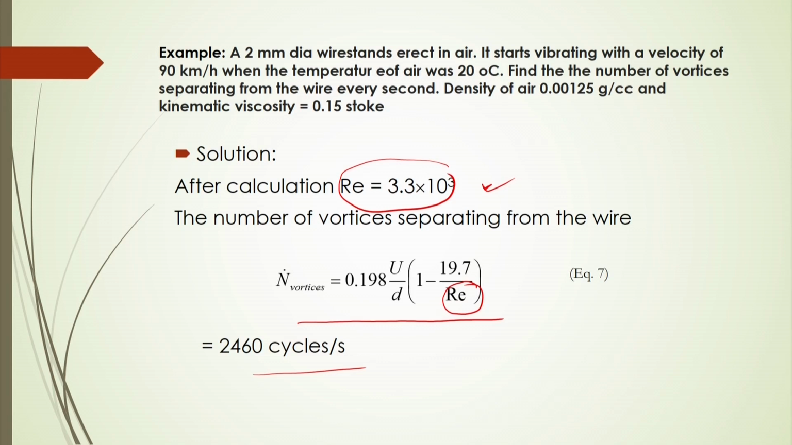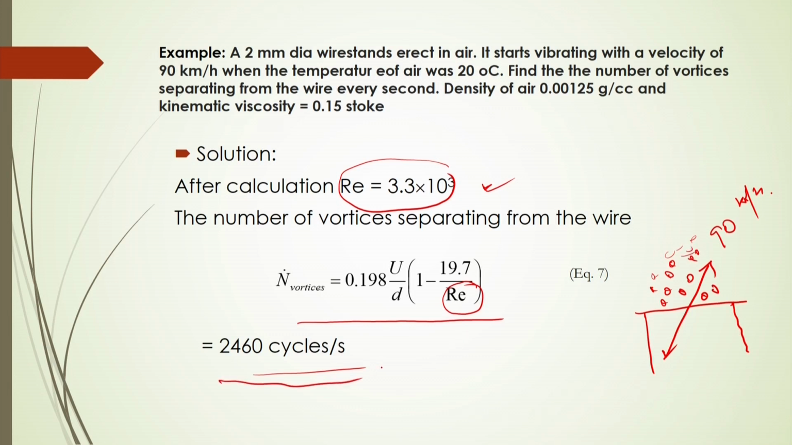So, this number of vortices you can expect. Suppose this is a wire, it is placed and the air is flowing at 90 kilometer per hour. So, in that case from this wire you can have this type of vortices here. So, this is how many vortices will be coming, 2460 cycles per second. So, this is by which you can calculate the vortices that are formed because of this velocity of the fluid.